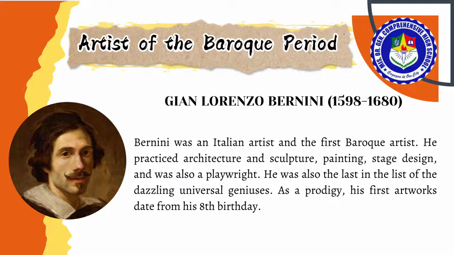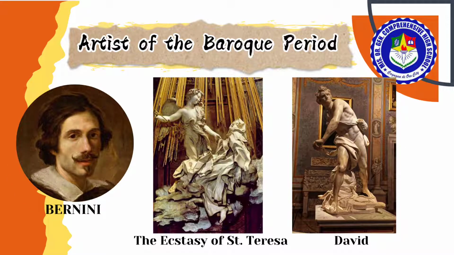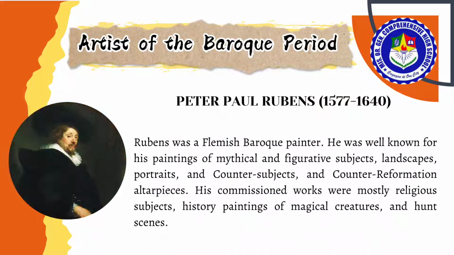Bernini was an Italian artist and the first Baroque artist. He practiced architecture and sculpture, painting, stage design, and was also a playwright. He was also the last in the list of the dazzling universal geniuses. As a prodigy, his first artworks date from his 8th birthday. Among his works were the sculpture of David and the famous Ecstasy of Saint Teresa, which was probably his greatest achievement.